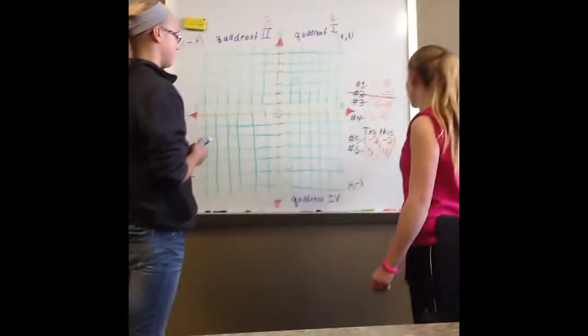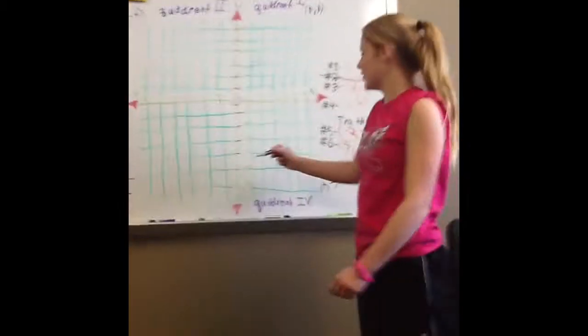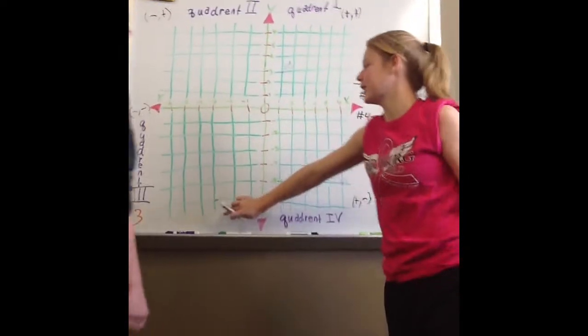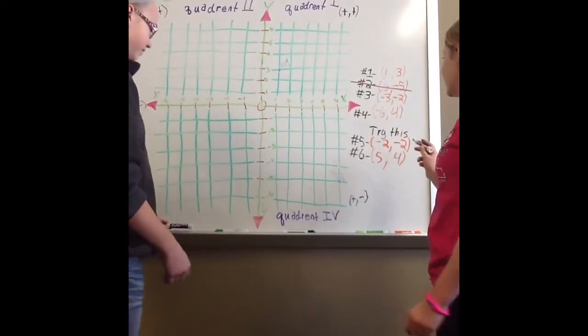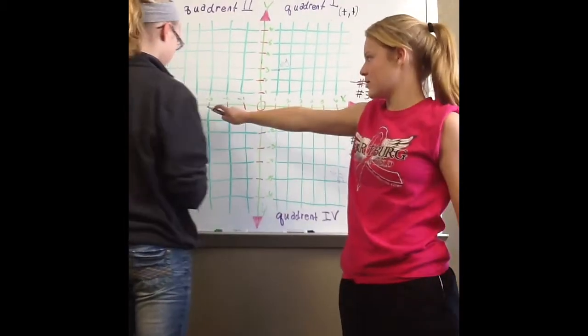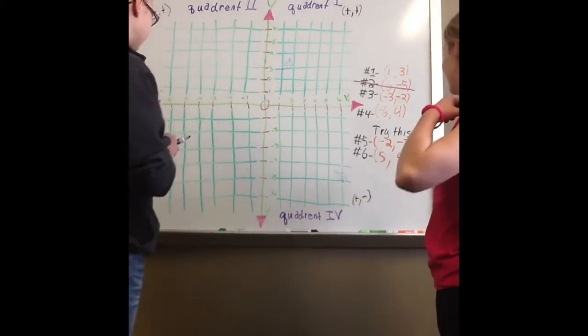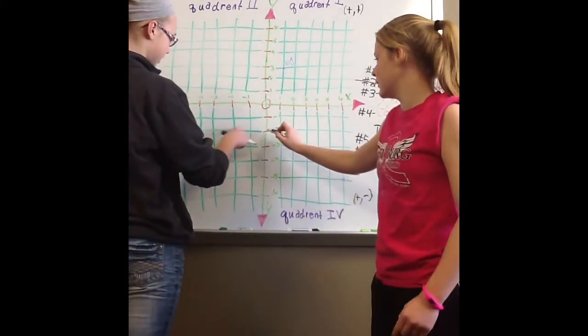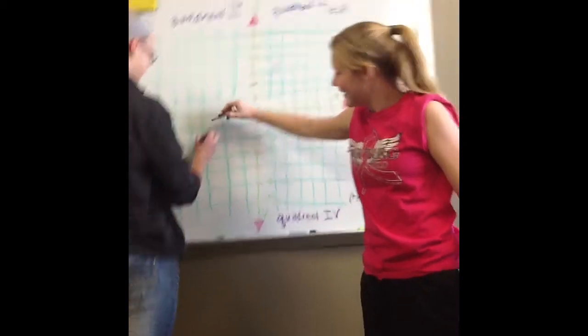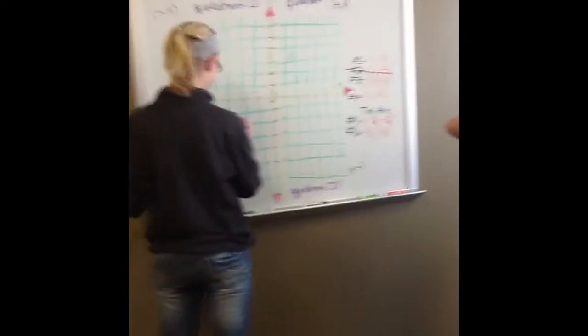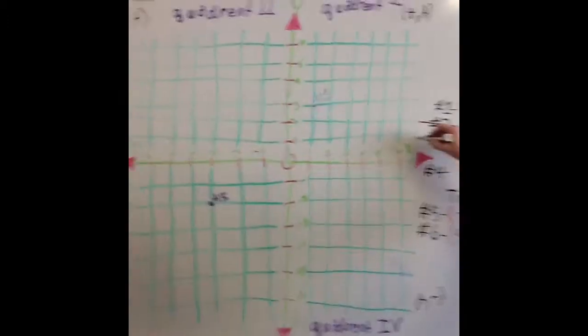Makes sense? Good. Number 3 is negative, negative. So we're going to be in quadrant 3. So it's negative 3. Go on the X line, and then negative 2. So you go here, and then over there, so it'll be right here. Okay. Now, done with that one.